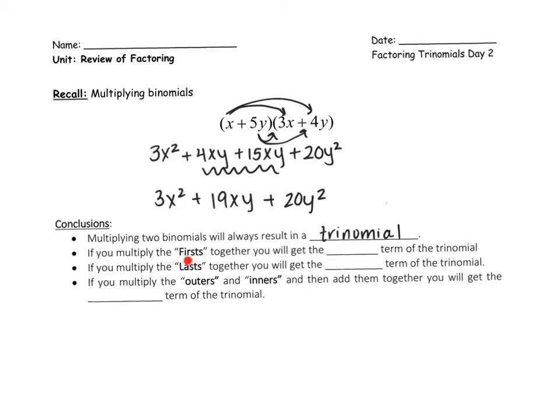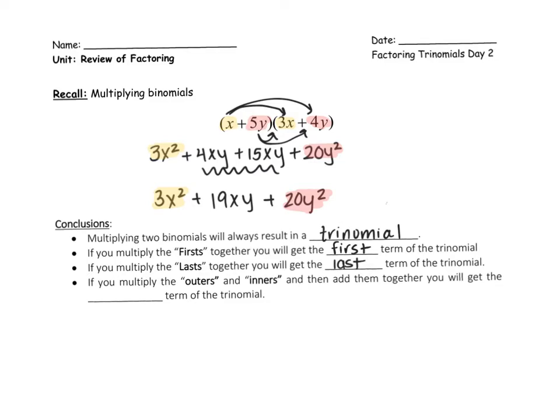If we multiplied the firsts together, so the firsts are these x and x's, right? Those are the first terms. When I multiplied those, I got 3x squared. So that gave me the first term of the trinomial. Then what happened when we multiplied the lasts together? So the 5y times the 4y gave me this 20y squared. So when I multiply the lasts together, I should get the last term of the trinomial.